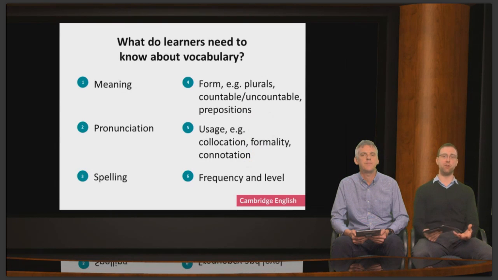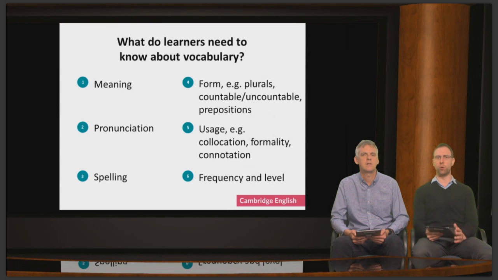Here are 6 general areas that we think learners need to be aware of and to think about. Although at lower levels, not all of them might be so important. Firstly, what it means, the meaning. Then, how to say it, the pronunciation, and how to spell it, the spelling. The form of the word is also very important.